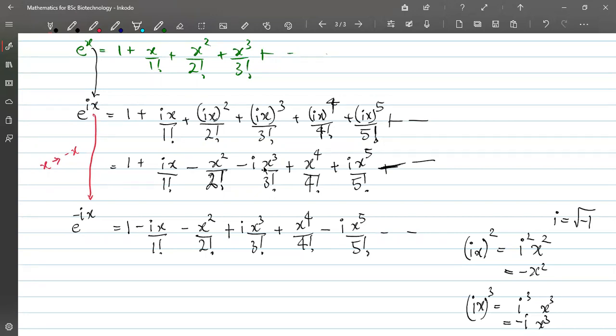Right? So this is also a series where the sign changes every two terms. The first term is positive, next two terms have minus, next two terms are positive again, and so on. And i will again alternate between every term. So you have both of these now. So you have now e to the ix as well as e to the minus ix.